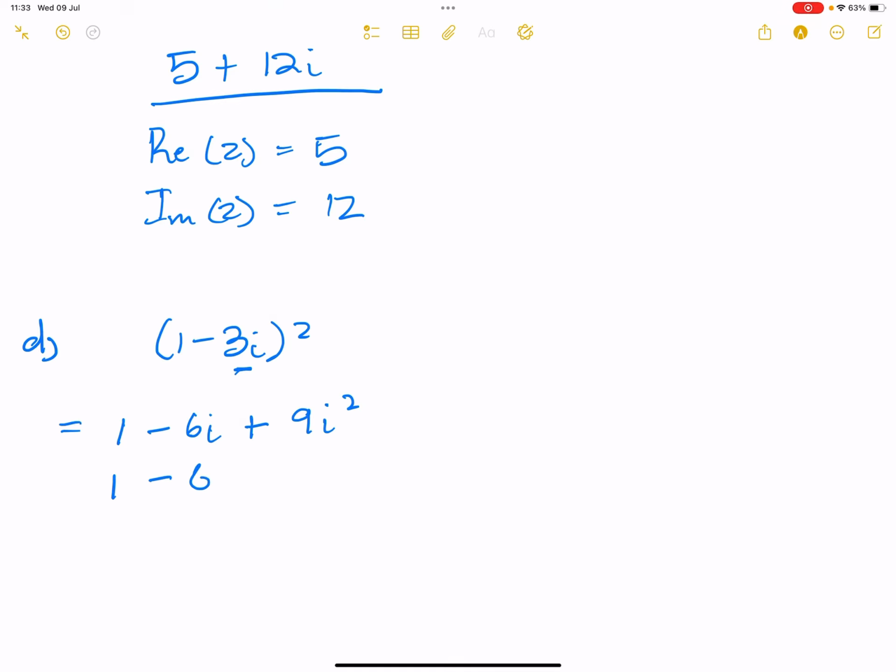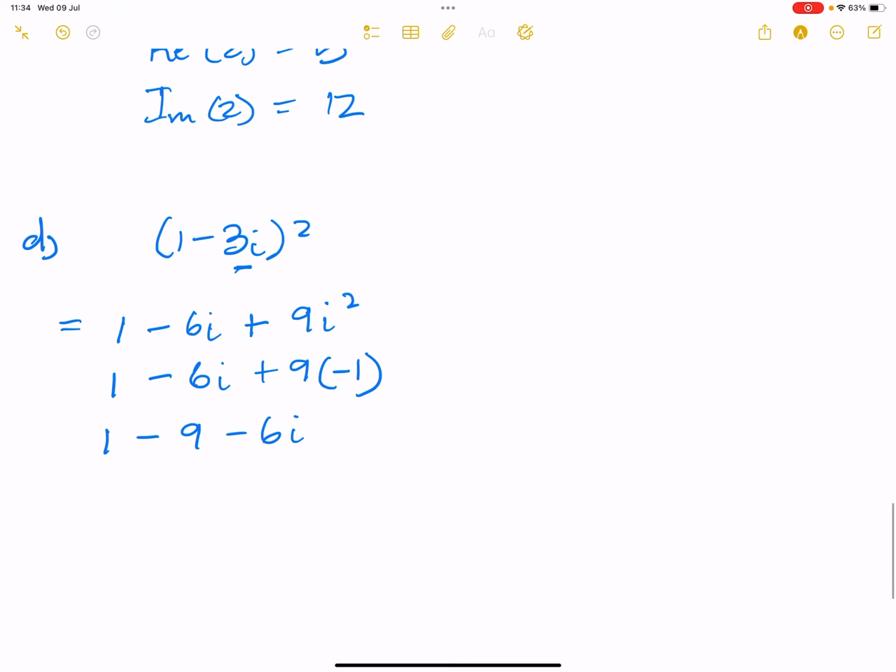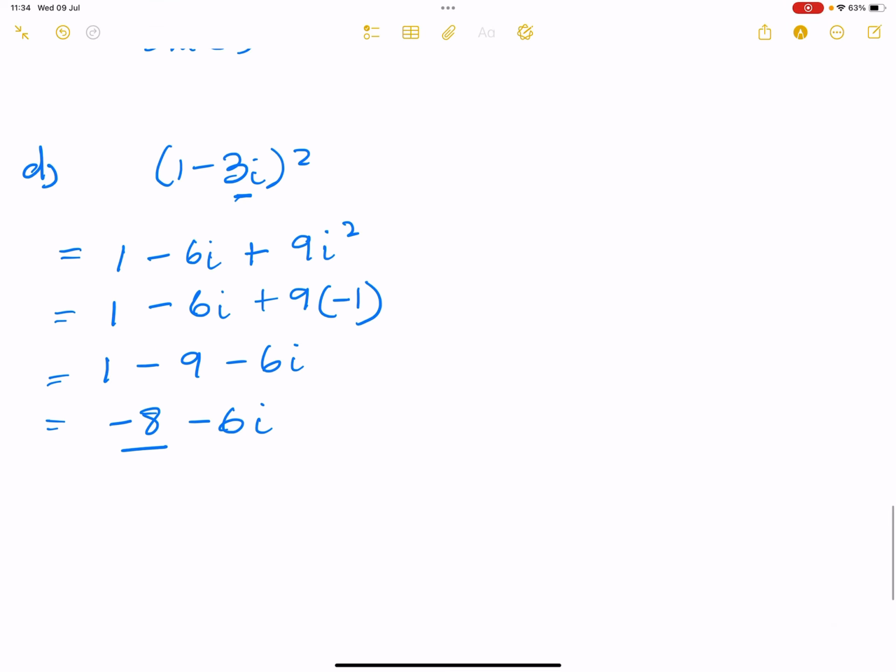Right, so that's 1 minus 6i plus 9 times i squared. I'm sure by now you remember that's negative 1. So 9 times negative 1, that's negative 9. Okay, and you've got 1 minus 9 minus 6i. And so that would give you negative 8 minus 6i. All right, ladies and gents, and that is how the cookie crumbles. The real part is negative 8 and the imaginary part is negative 6.